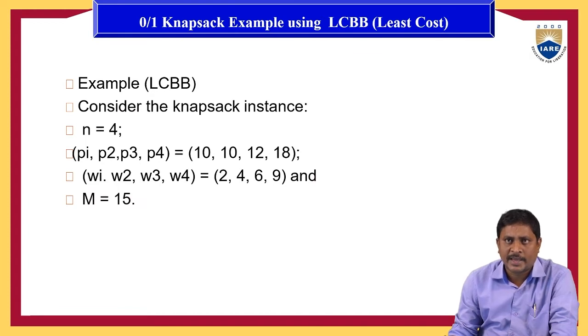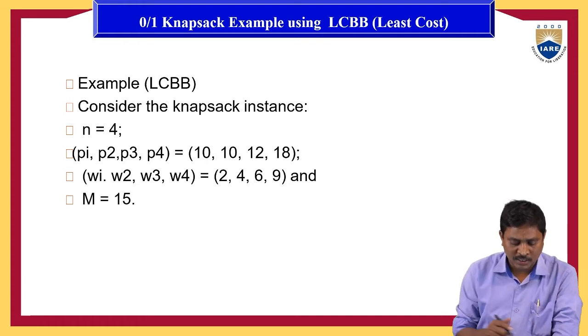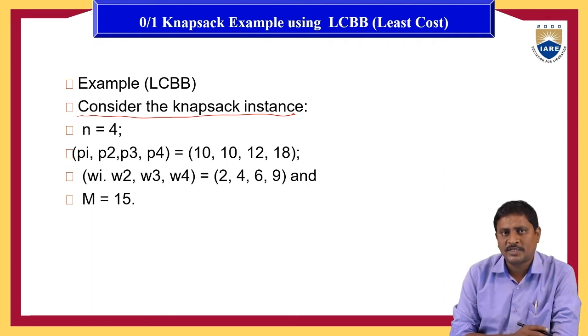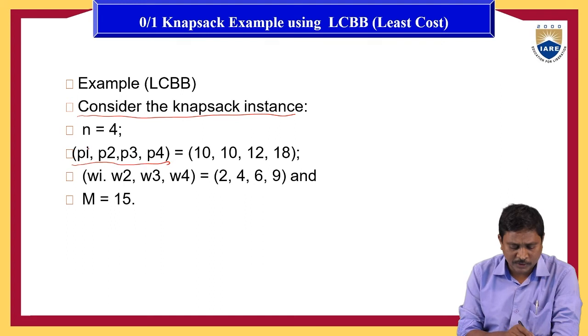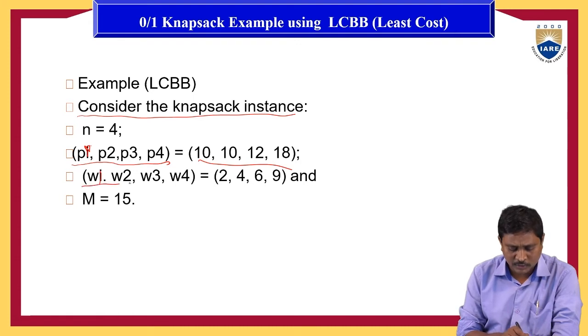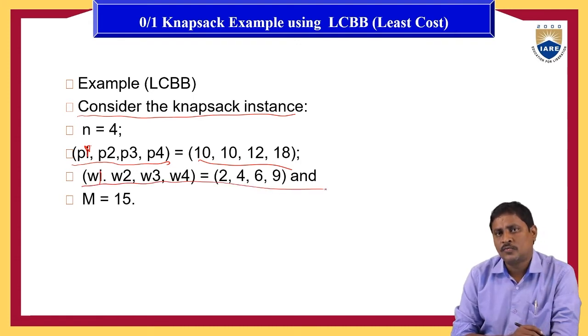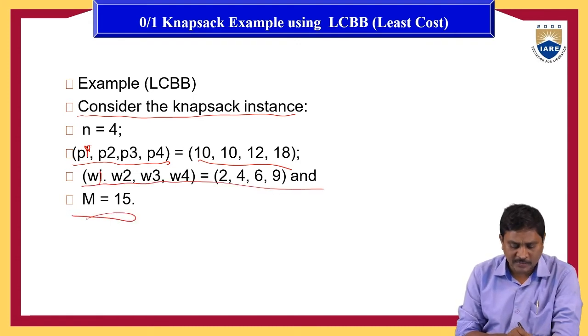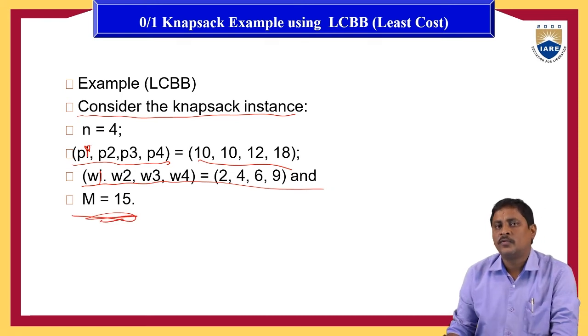0-1 knapsack problem example using a least cost branch and bound strategy. Now consider the knapsack instance. N equal to 4 means it has only 4 items. The corresponding profit values P1, P2, P3, P4 are 10, 10, 12, 18. Corresponding weight values W1, W2, W3, W4 are 2, 4, 6, 9, and maximum capacity M equal to 50.